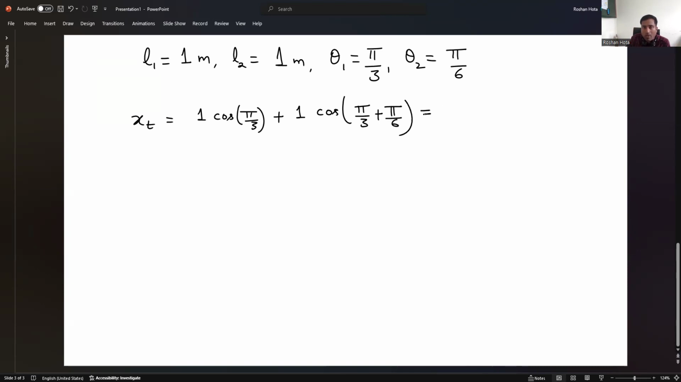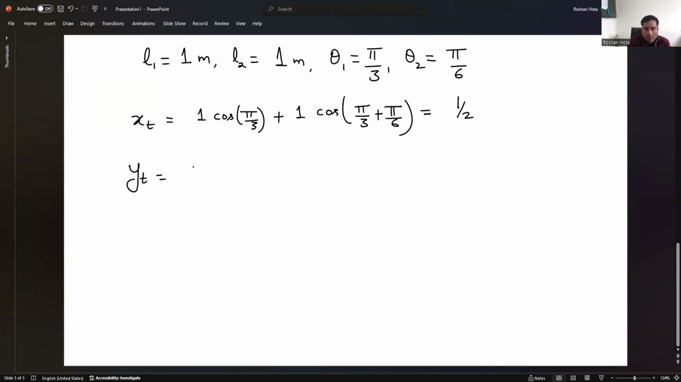This will evaluate to, let's see, pi by 3 is 60 degrees and pi by 6 is 30 degrees. So what we have is 1 into cos 60 degrees. Cos 60 degrees is 1 by 2, plus 1 into cos 90. Cos 90 is 0, right? So this whole thing becomes 1 by 2.